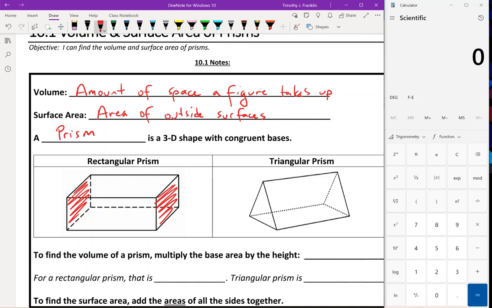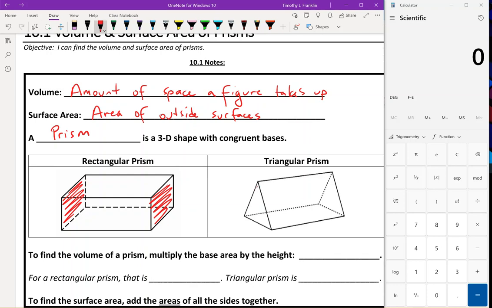For a triangular prism, that's a little more obvious. The opposite congruent triangles are the bases here. Those are the congruent sides, and then you have the other three connectors. Now, depending on what the shape is of the base, that is the type of prism that you have. We're going to mainly focus on rectangular and triangular prisms in these notes, but you can have any shape, like a hexagonal prism, septagonal prism, nonagonal prism, just any shape with any number of sides can be the base of a prism.